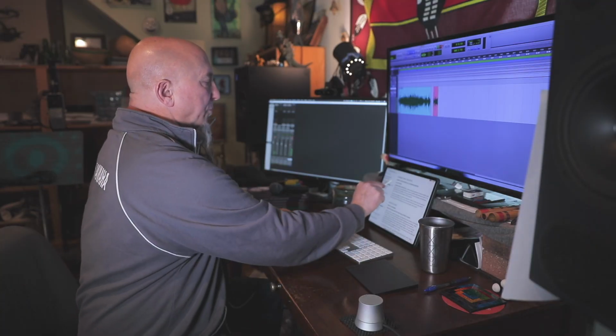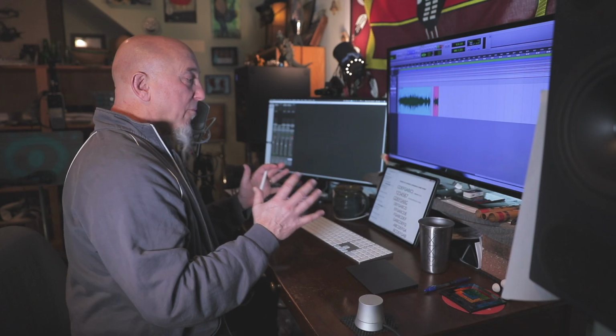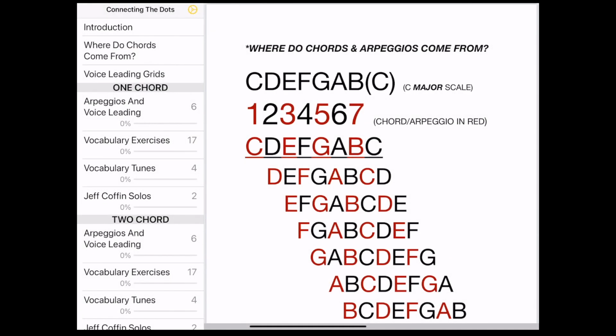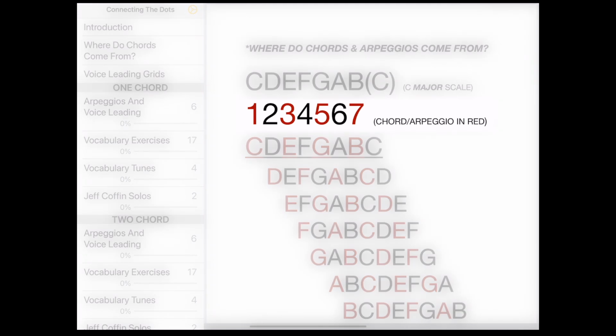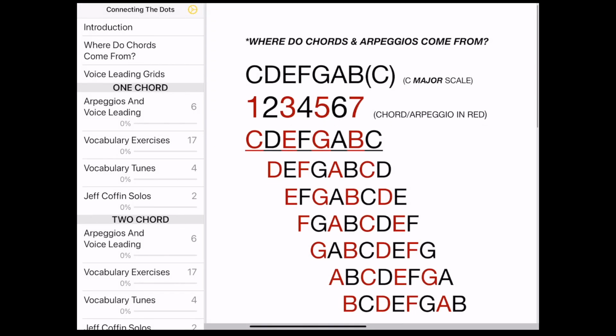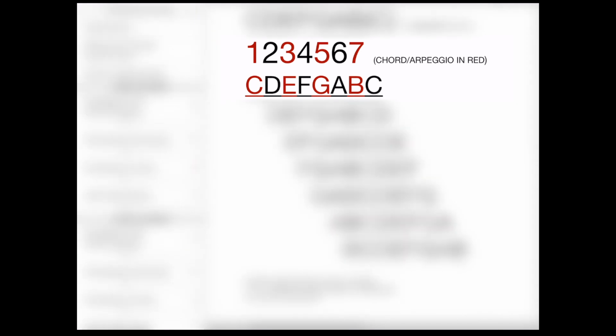Next, we get into where the chords come from. Now, this is really important. Chords come from scales. And you can see here that I've got a C major scale. And what I've done underneath that is I've given you the numbers of the scale, 1 through 7. There's 7 notes in each major scale. And the arpeggio is built off the 1, the 3, the 5, and the 7. And so I've shown you that underneath that, not only numerically, but correspondingly to the scale itself.